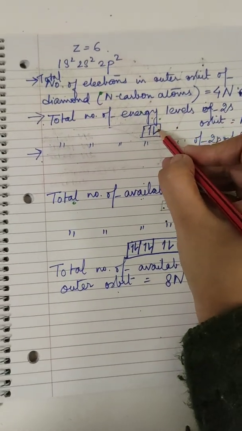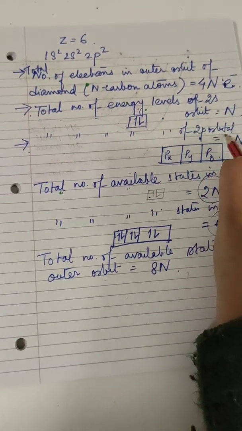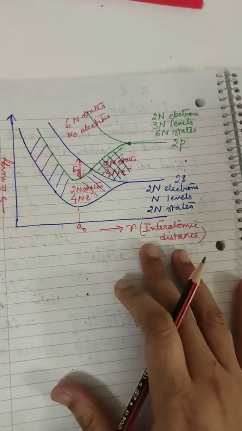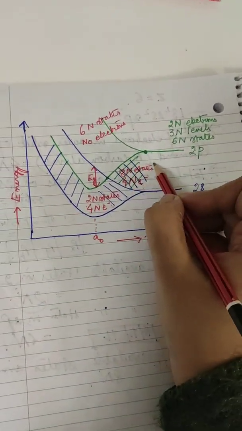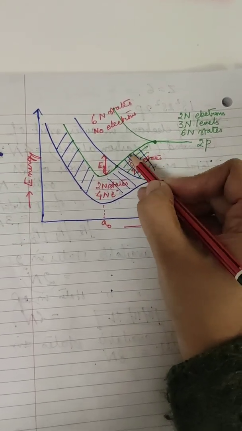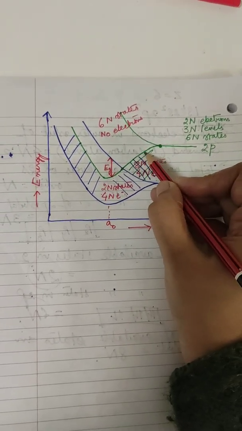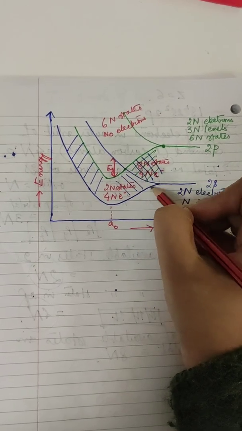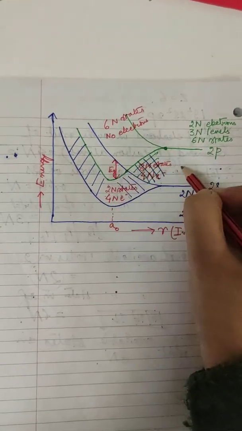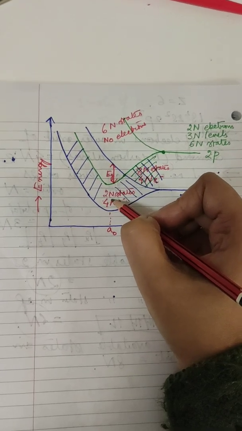Okay, an energy level of 2s gets split up into n energy levels. 2p gets split up into 3n energy levels: px, py, pz. So the total number of available states is 8n, out of which there are 4n electrons, and these electrons start mixing up. When they start mixing up, all the electrons fall into the lower energy band. The 2s and 2p orbitals start mixing up, so the electrons fall into the lower energy band.